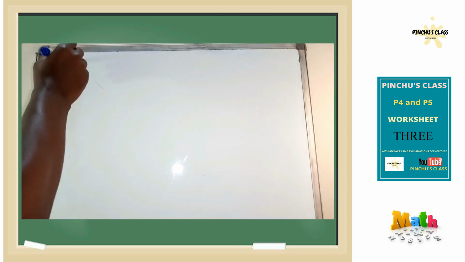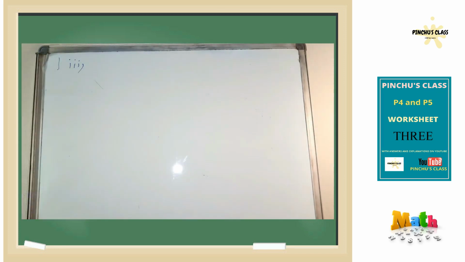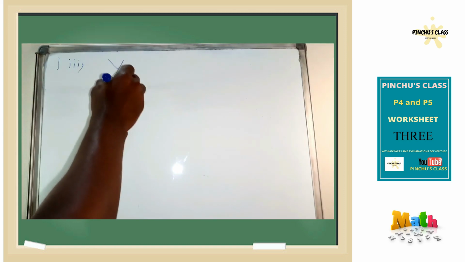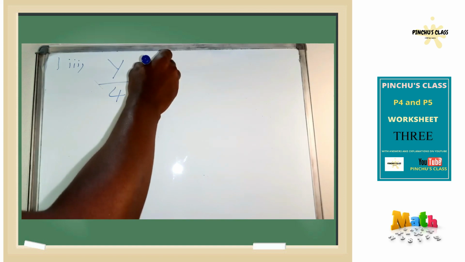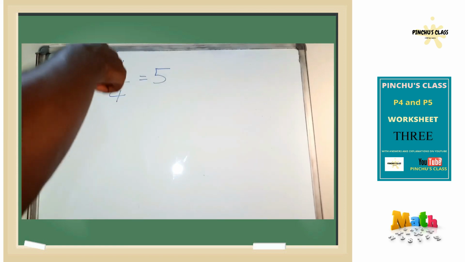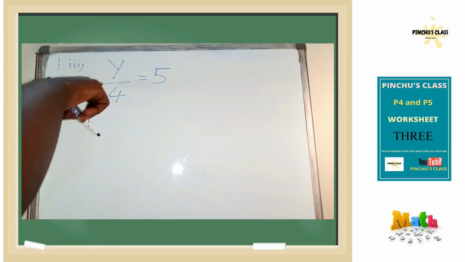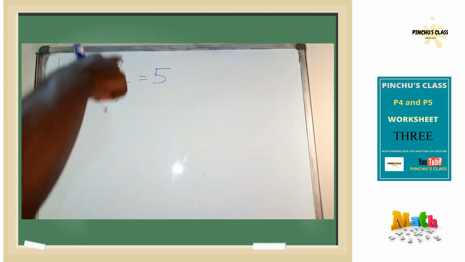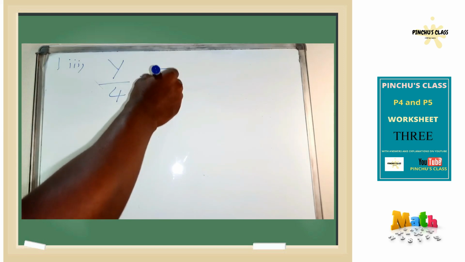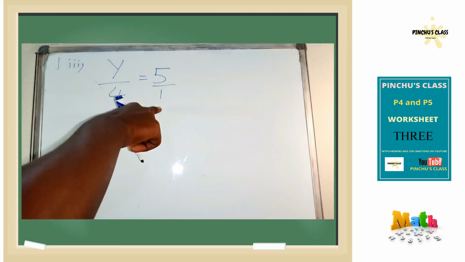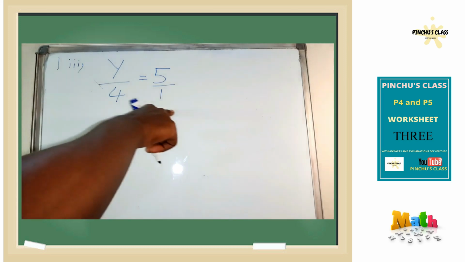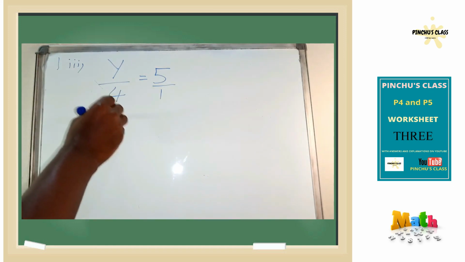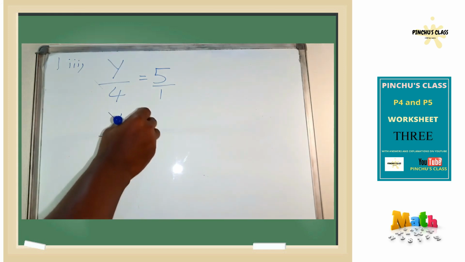Let's go to 1 Roman numeral 3. They have given us y out of 4 is the same as 5. Now this is the same as saying y divided by 4 gives us 5, but then this is a fraction. Even this can become a fraction when we put it over 1, but then we want to remove this denominator. How do we remove the denominator? We are going to multiply 4 on both sides.